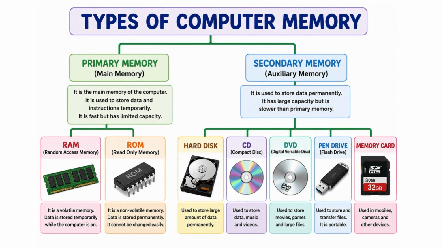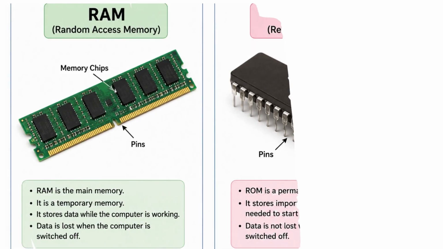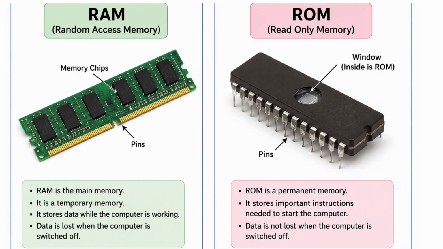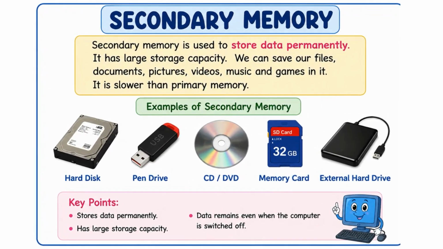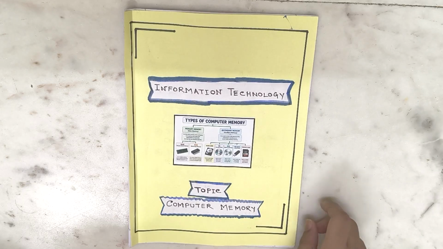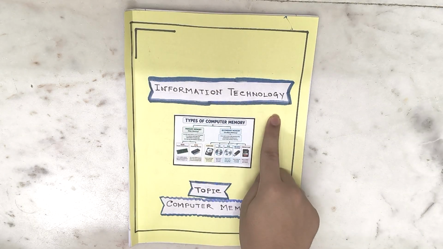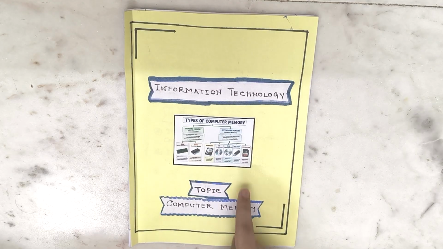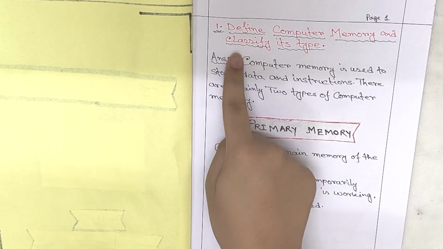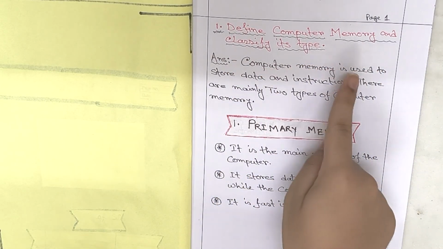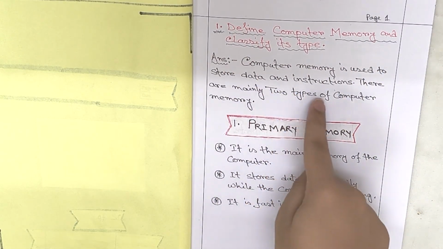Today I'm going to show you this project I made on computer memory and information technology. You can use this project as a sample for your own schoolwork or anything else. So let's begin. First, I've written here information technology. I've also given a picture and the topic is computer memory. The first question is: define computer memory and classify its types. I have written the answer over here.